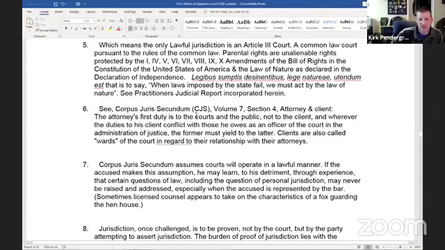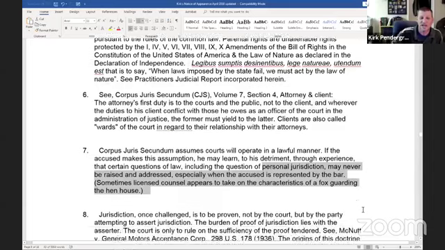Corpus Juris Secundum: the accused may assume that the court will operate in a lawful manner. If the accused makes this assumption, he may learn to his detriment through experience that certain questions of law, including the question of personal jurisdiction, may never be raised and addressed, especially when the accused is represented by the bar. Right? Sometimes licensed counsel appears to take on the characteristics of a fox guarding the hen house. Imagine that.